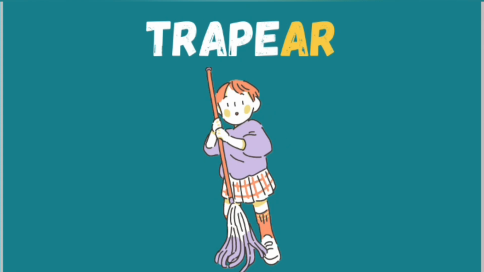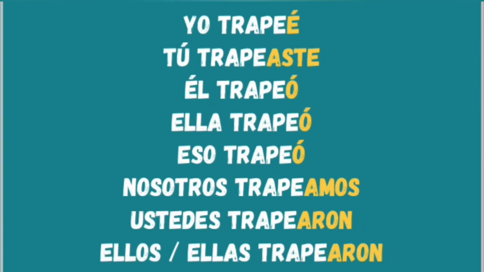And now we have this verb to mop. Okay, to mop means in Spanish trapear. Now let's see how we have to conjugate this verb in the indefinite past. Okay, if you want to say I mopped, you have to say in Spanish yo trapé. Okay, see the root word is trape. Yo trapé. Okay, with an accent, letter E at the end.